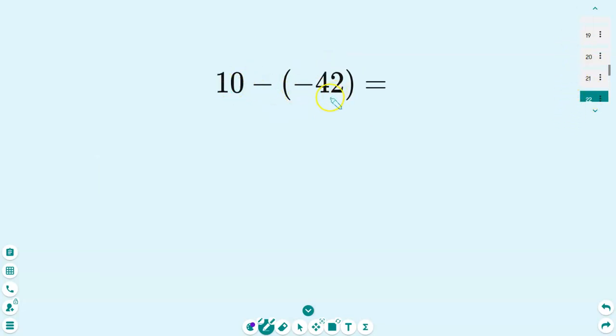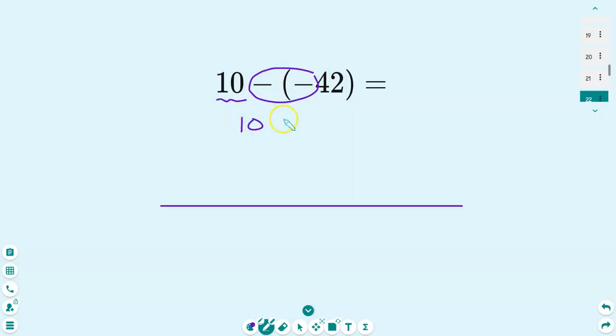10, take away -42. Looks scary? It's not. First number stays the same. Circle the signs and choose. Same signs means plus. 10 plus 42. Which I guess we don't even need the number line, do we? So start with the bigger. So 42 plus 10 is 52. Just changing that tens column, right?